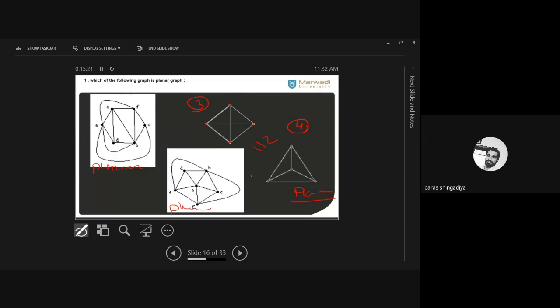Okay, so what is my question? Are the third and fourth graphs isomorphic or not? What is the definition of an isomorphic graph?